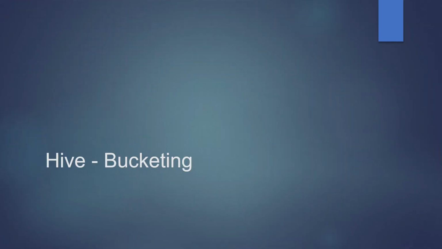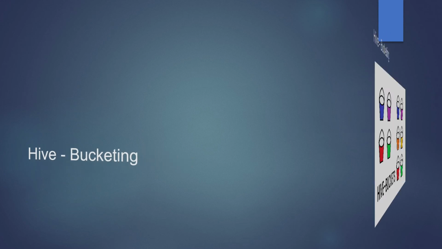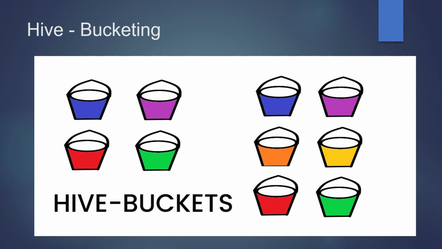In this video, we are going to see Hive bucketing. Let us consider we have a bucket full of 120 items of 6 products. We need to move 4 products into these 4 buckets with each having few samples of 4 products.